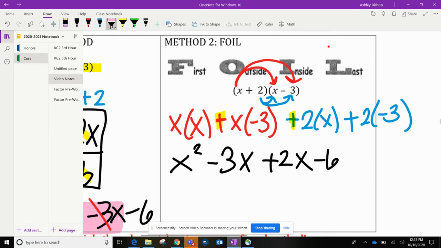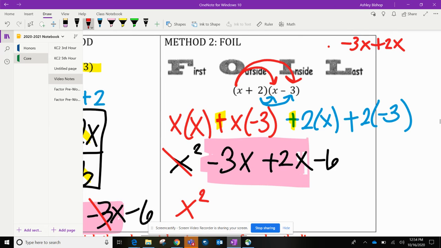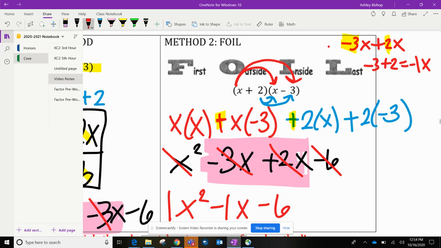Like I said, now we need to clean it up. Again, we don't want to have any like terms left. Usually your middle terms will combine, but we can double check. My x squared, nothing is able to combine with it, so I'm going to cross that out. My -3x and my 2x, those are like terms, so I'm going to do my work off to the side. -3x plus 2x. Remember, I'm just going to do the math with the number. So I have -3 plus 2, which is -1x. So -1x, and then -6. And that is my answer.